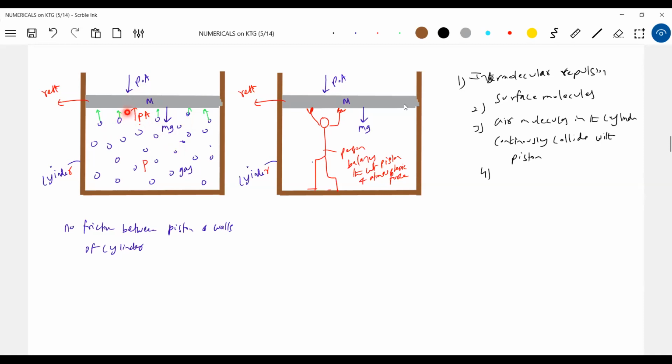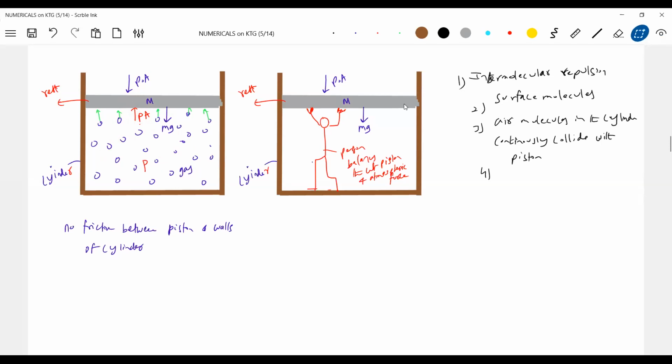Don't think that this one molecule will be continuously colliding. No, this one collides and goes. Next, another molecule comes, collides and goes. Like that, the molecules continuously exert a force. Why do they exert force? Because of change in momentum. You go back to mechanics. That's why the pressure of gas is there. So why the pressure of gas? Due to collision. There's no other reason.